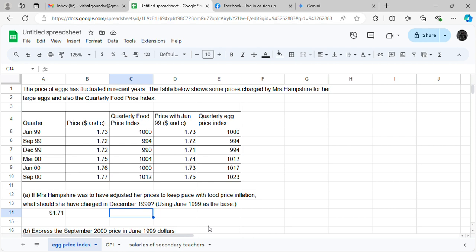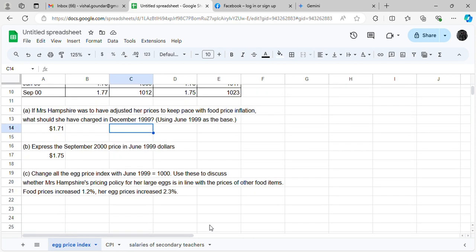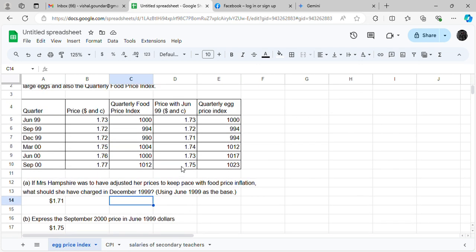Express the September 2000 price in June 1999 dollars. So September 2000 price is $75, which we have found. So this is equal to the quarterly food price index for September 2000 divided by the base quarterly food price index for June 1999 multiplied by the price with June 1999 dollars and cents. So and then round it off to 2 decimal place, and that's $75. But Mrs. Hampshire charged $77.